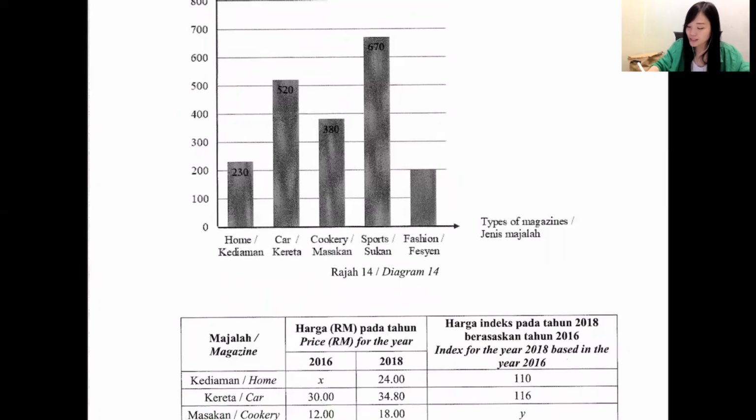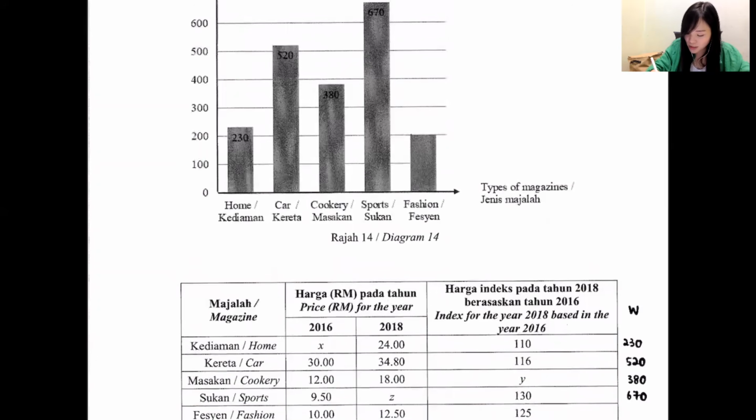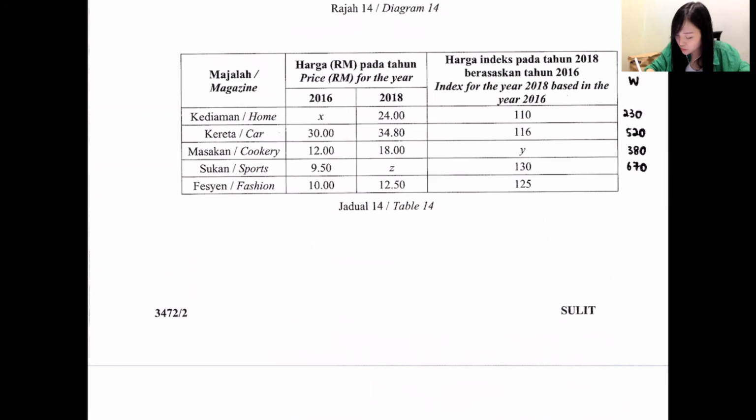Weightage. So guys, let me write down the weightage here. So now the weightage is what, my dear? Here is 230. I label it out, 230. The next one, 520. I'll label it here. The next one, 380. The next one, 670. And this one, isn't it exactly on the line of 200? So my dear, it is 200 here. So every single thing I'll try to label for you.